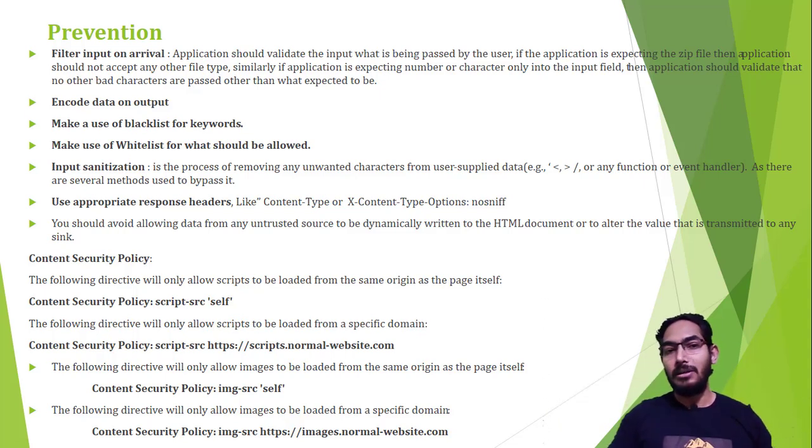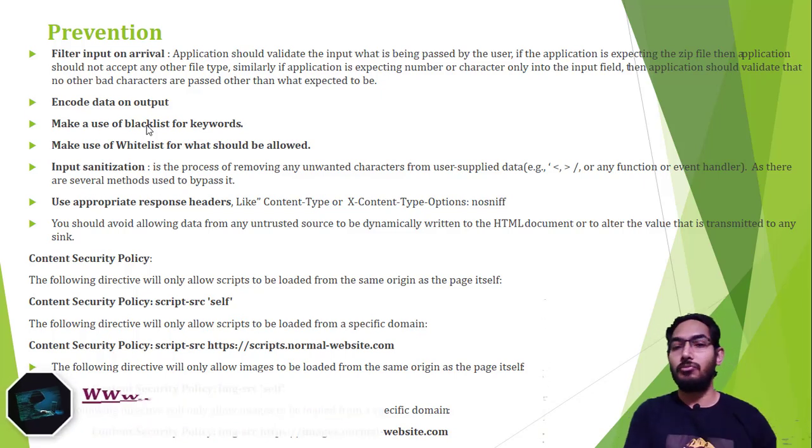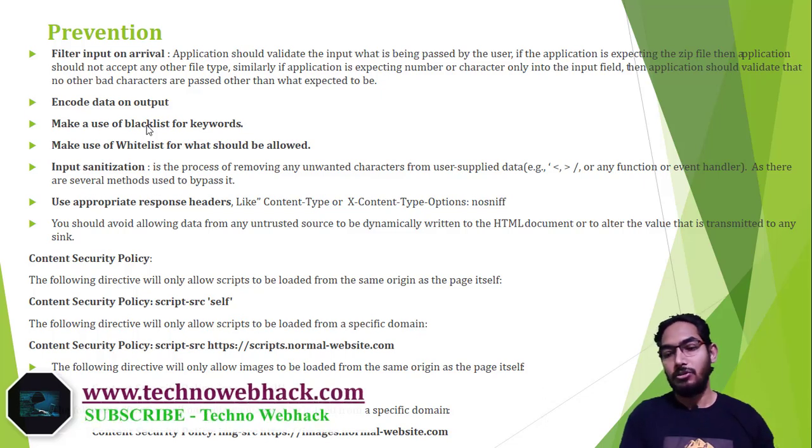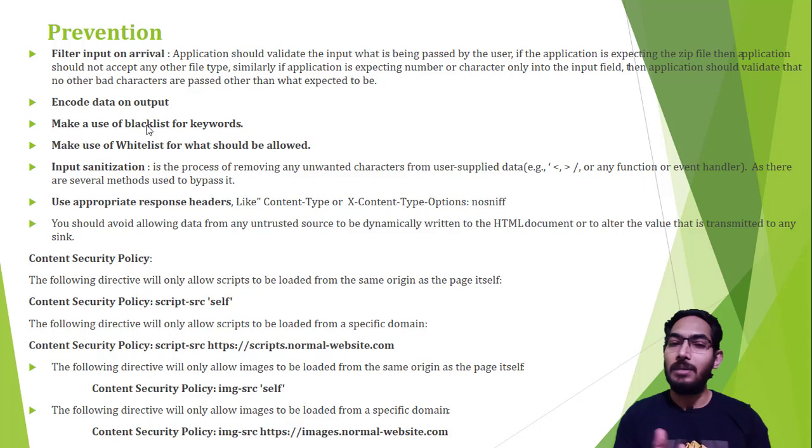And the next one is it should also maintain a blacklist, and it should block some kind of characters or some keywords which a user should not use in the URL, or which should not be used in any search field or something like that. So it should make sure that these keywords are not getting passed by the user. If the user is passing these kinds of characters, then the application should block it. This is what it should do.